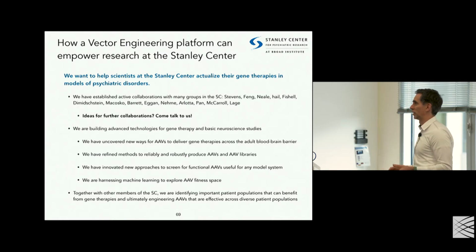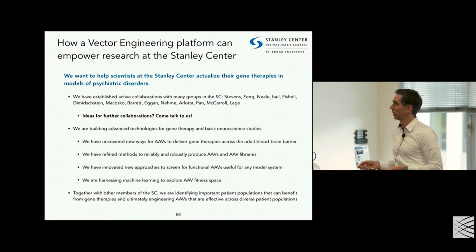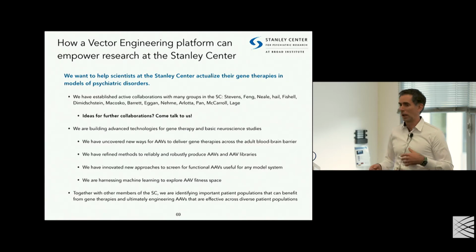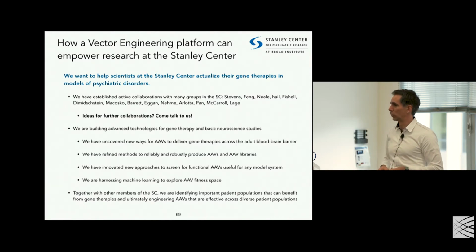We spent this last year really trying to build core technologies that will allow us to be successful in the years to come, and build these technologies that will allow us to do gene therapy and support basic neuroscience studies. In this year, we've uncovered some new ways that AAVs can actually get across the blood-brain barrier and are starting to understand the mechanism of this.